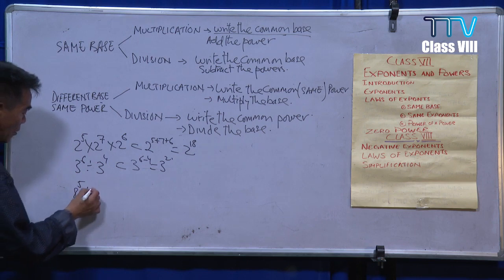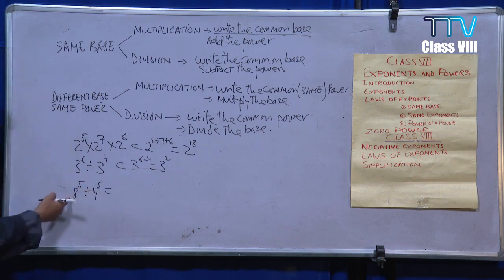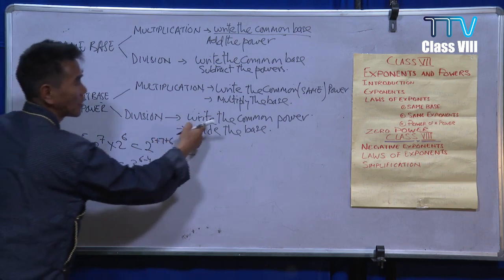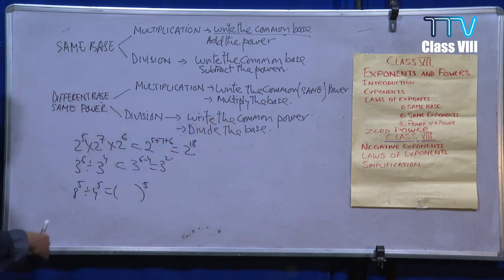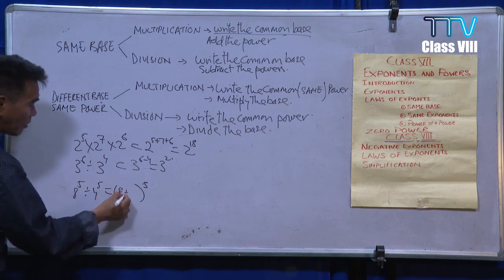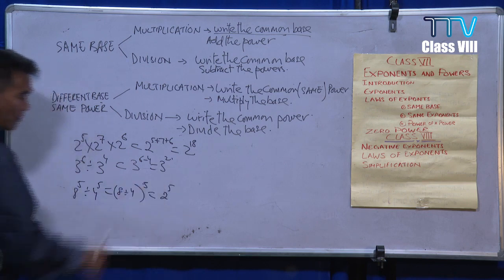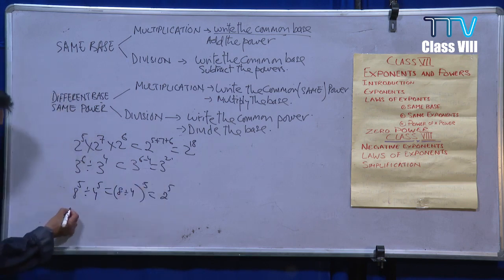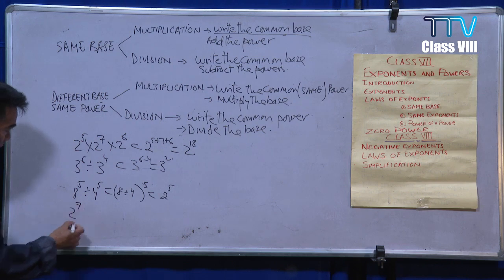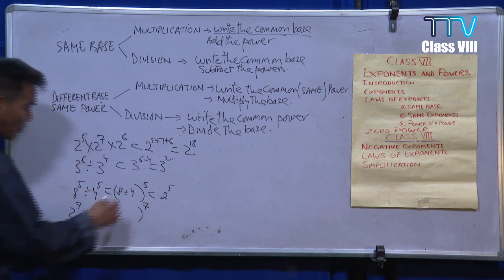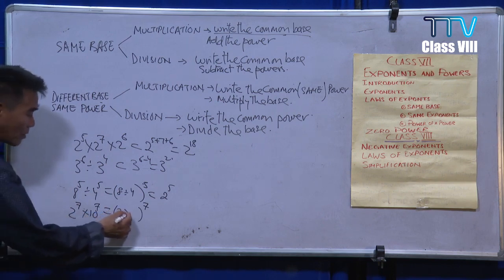divided by 4 raised to power 5. The power is the same for both, so for division, write the common power and divide the base: 8 divided by 4 is equal to 2 raised to power 5. For multiplication, 2 raised to power 7 multiplied by 5 raised to power 7, the common power is 7 and we multiply the base, giving 10 raised to power 7.